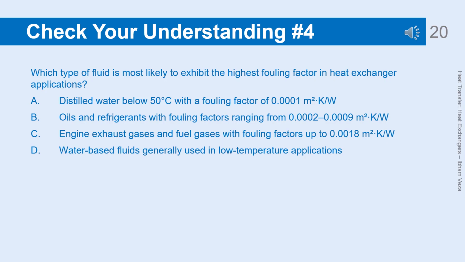This is incorrect because distilled water has the lowest fouling resistance, making it unsuitable as a candidate for the highest fouling factor. B. Oils and refrigerants with fouling factors ranging from 0.002 to 0.009 meters squared Kelvin per watt. This is incorrect because while these fluids exhibit moderate fouling resistance, their fouling factors are significantly lower than those of engine exhaust gases.